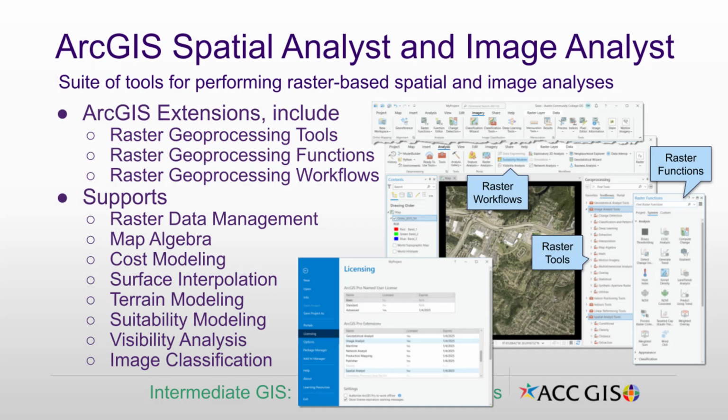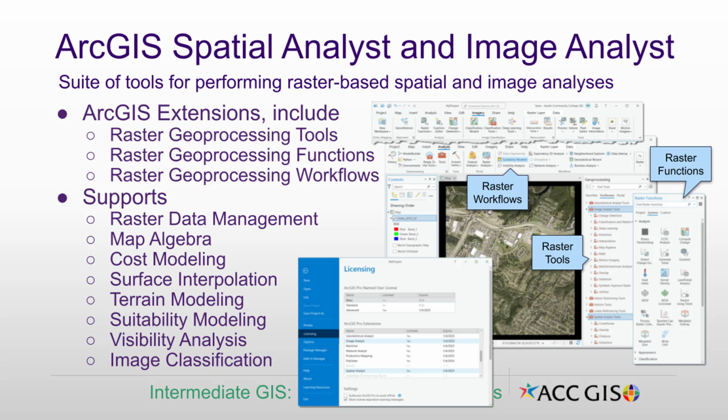In ArcGIS Pro, we use the Spatial Analyst and Image Analyst extensions to access a suite of tools for performing comprehensive raster-based spatial and image analysis. The Spatial Analyst and Image Analyst extensions include raster geoprocessing tools, functions, and workflows. We're most familiar with tools, where we are running a tool in our toolbox to generate an output data set. Raster functions are similar to geoprocessing tools, and they include a lot of the same processes, but the output is stored just in cache rather than creating a new data set.